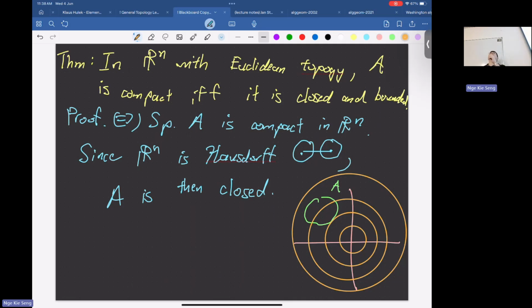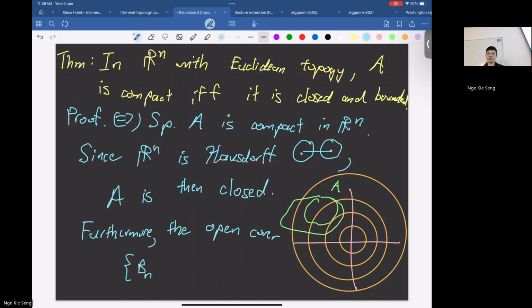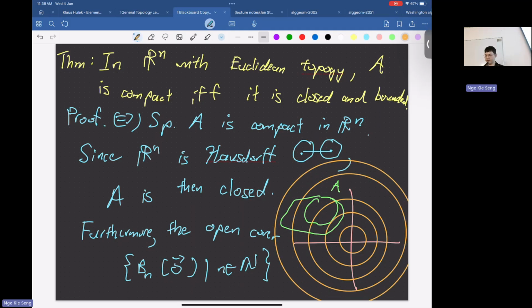Let me think. Unless you want to do that kind of thing, but there's a very nice proof here. Consider the open cover that looks like these concentric balls. Consider all of them. For sure you will cover A, because you take the ball of radius n, right?